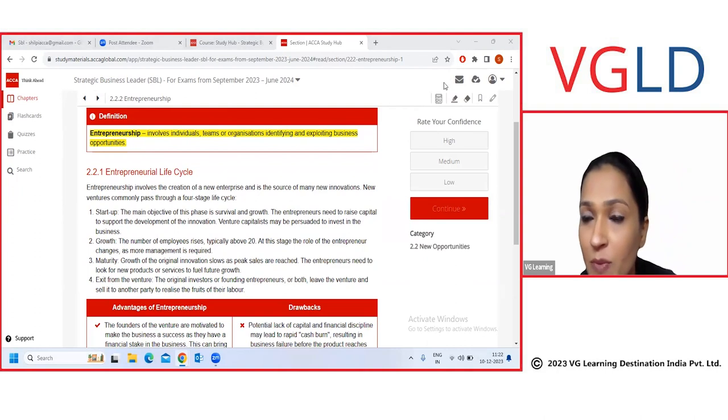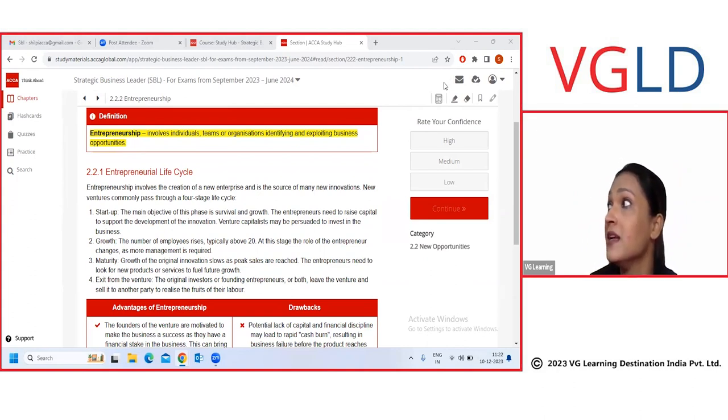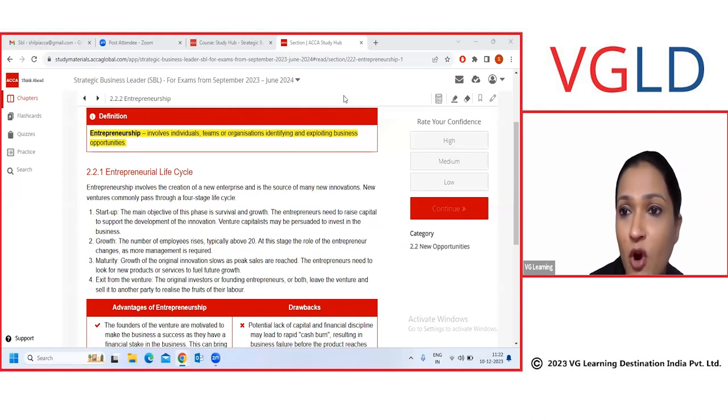COVID brought new business avenues. I was involved and one in India, which is doing well. Yes, absolutely. There were a lot of opportunities that the market has brought across.